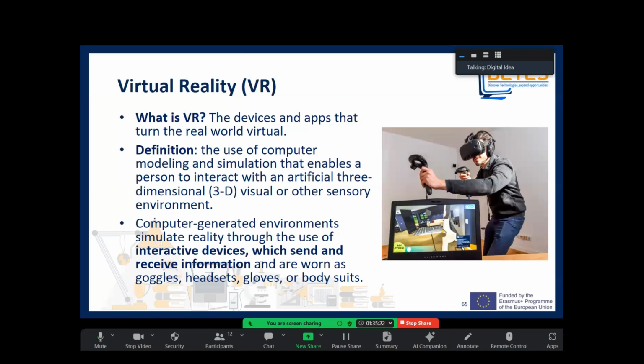It is an artificial, computer-generated environment. It's three-dimensional. We can see all over it and move through it by wearing special interactive devices, which send and receive information and are worn as goggles, headsets, gloves, or body suits.